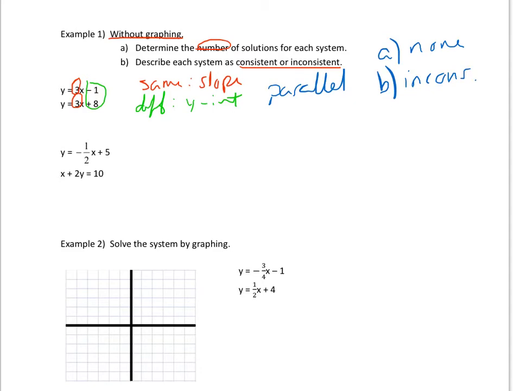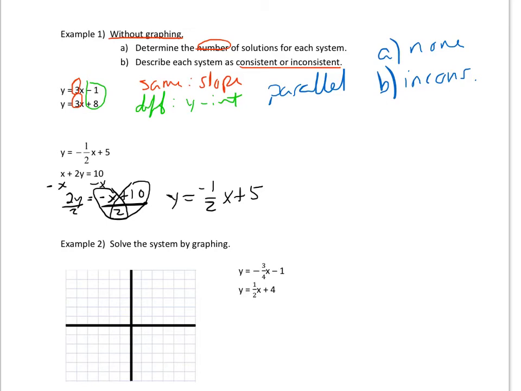The second one, again going through our thought process here, you have one equation solved for y, but the second one is not. So you're going to want to solve for y so you have the information you need. So we subtract x, and we get negative x plus 10, divide by 2, and we get y equals, we do this fraction first, negative 1/2 x, this fraction, plus 5. So here are your two equations.